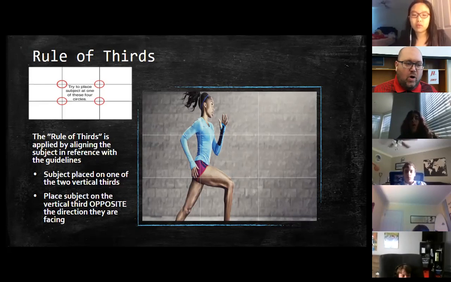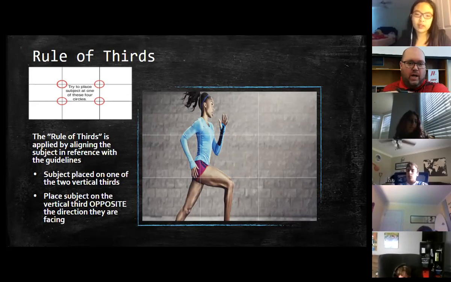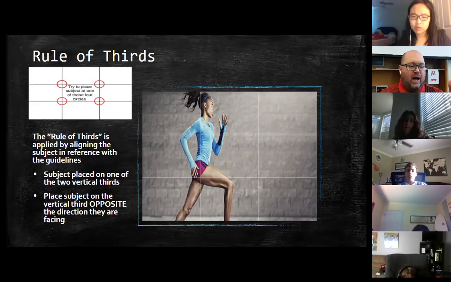You'll notice that those faint lines divide the shot into thirds, both vertical thirds, that would be up and down, and horizontal thirds. Does this make sense? The rule of thirds says that your subject should always be on one of the two vertical thirds in your picture.